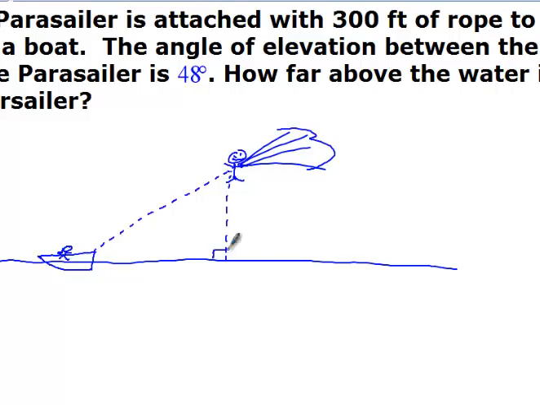Yes, no? We're at 90 degrees above the water, right? So that's your altitude. All right. So the parasailer is attached with how much rope? Okay, so the hypotenuse here is going to be 300 feet. To the back of the boat.